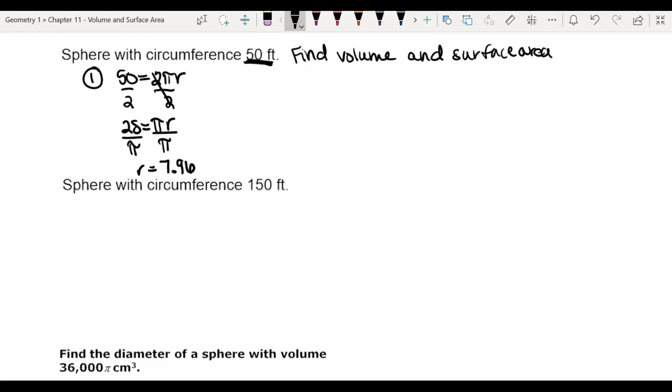Then, after you find your radius, you're ready to plug it into volume and surface area. So my second step is to say volume equals 4/3 pi times 7.96 to the third power. And surface area equals 4 pi times 7.96 squared. So at that point, you're going to plug it into your volume and surface area formulas that you see above.